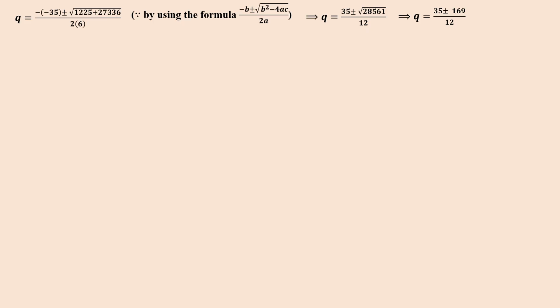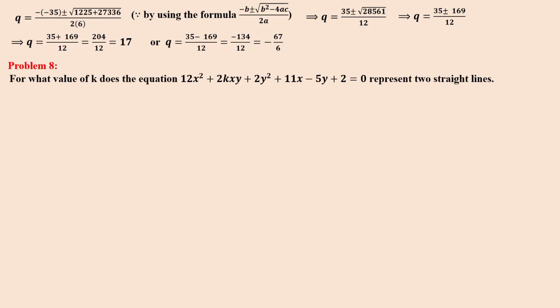for q, that is (35 + 169) by 12. Another one is 35 − 169, right? (35 + 169) by 12 is one value, or (35 − 169) by 12. So q is equal to 17 or −67 by 6. That's all, right? Next, for what value of k does the equation 12x² + 2kxy + 2y² + 11x − 5y + 2 = 0 represent two straight lines? That is pair of lines, right?